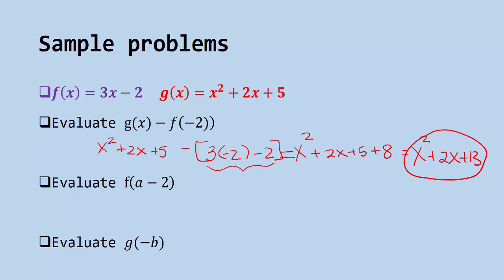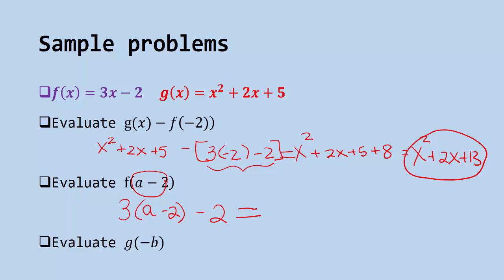Let's evaluate f of a minus 2. So now I've got an expression in the argument location, but I'm still going to do the same thing. I'm going to take my f of x, write it down, and leave a parenthesis everywhere I see an x. Whatever is in the parenthesis next to my function f, I'm going to write in the parentheses where the x was. Now I just have to go through and see if there's anything to simplify.